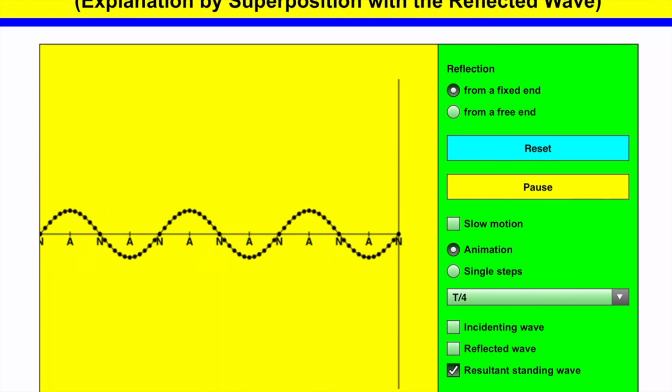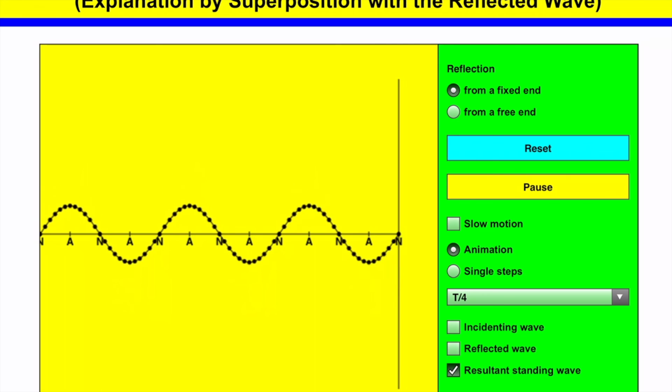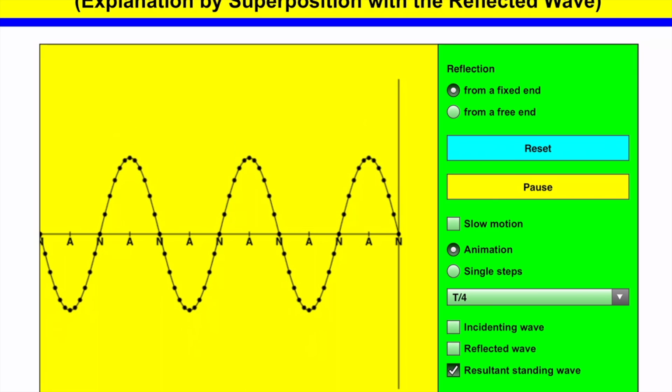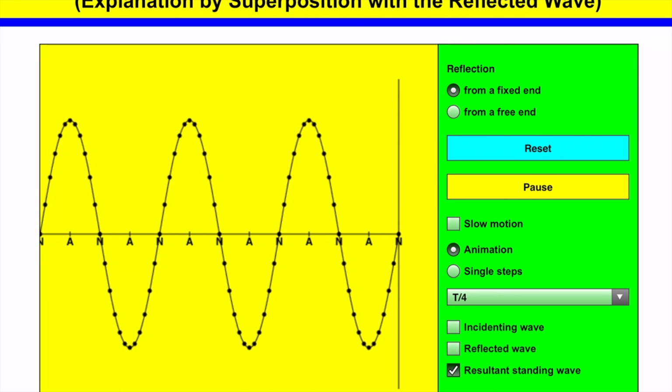occur in all types of waves, from sound waves, seismic waves, water waves, even light waves. So it's not just waves on a string. Standing waves are a general thing that can happen with combining different types of waves.